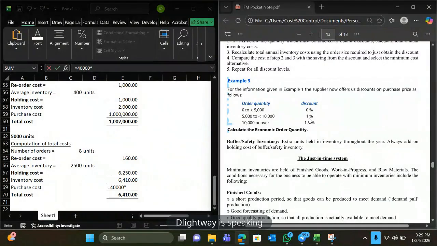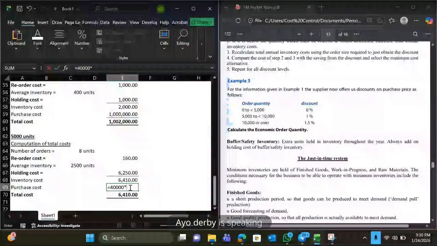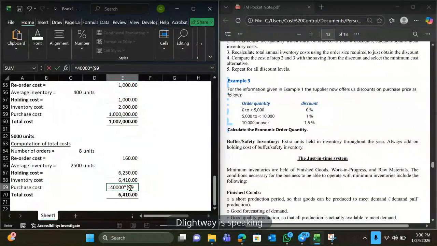So 100% minus 1% will give us what? Are we still together? 99%. Thank you. So it's going to be 99% times $25. That's our answer. Is there any question on what we just did?